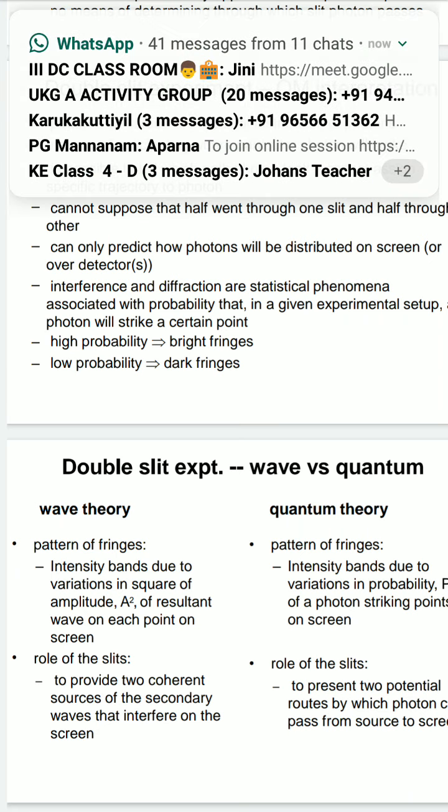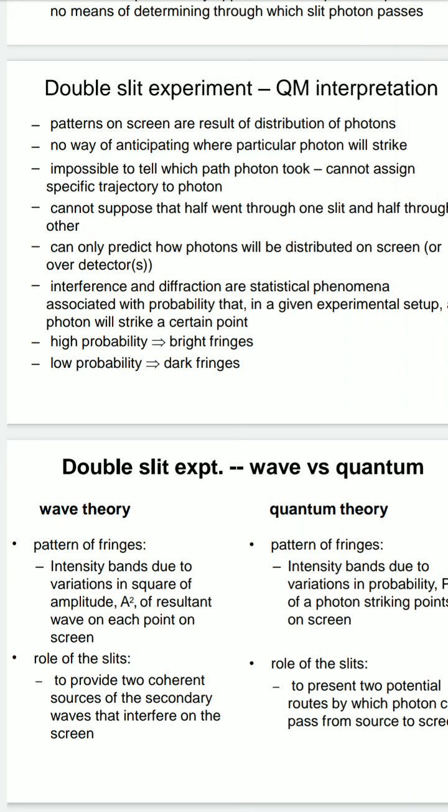But we already know, using these interference and diffraction phenomena, that because of the wave nature of the light beam, it diffracts and it interferes with each other.